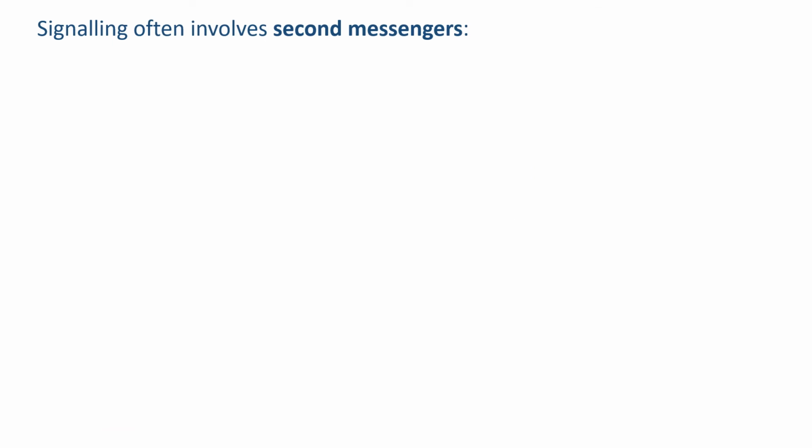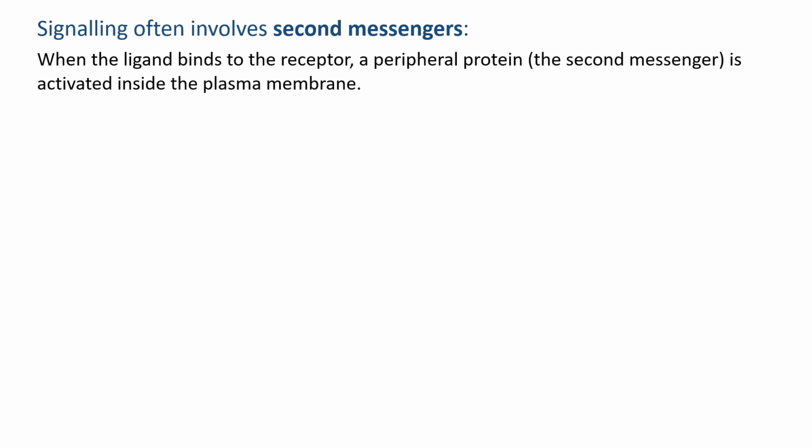Slightly more complex, signaling often involves second messengers, and we'll talk more about this when we talk about hormones. What's happening is a ligand binds to a receptor. Now that ligand can't get into the cell, it has to bind to the extracellular side of a receptor. When it does, it activates a peripheral protein that is intracellular. This is the second messenger inside the cell, just inside the plasma membrane.